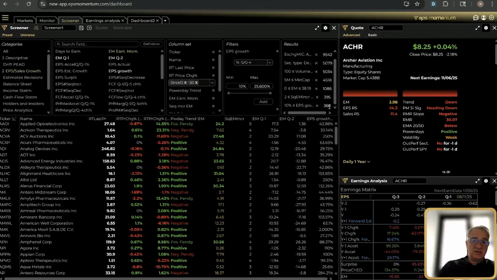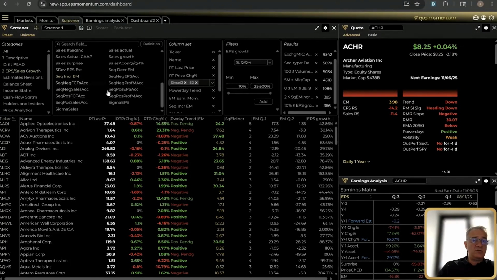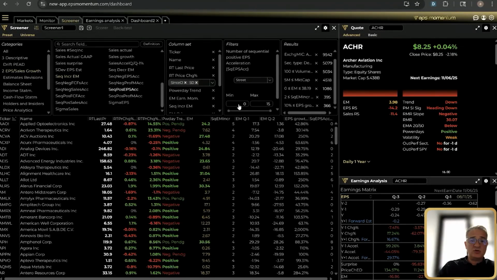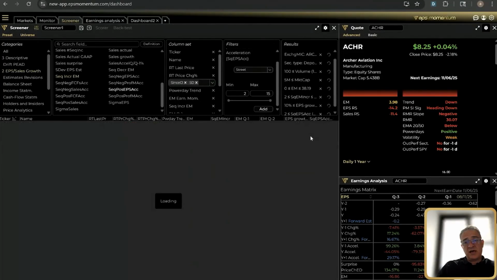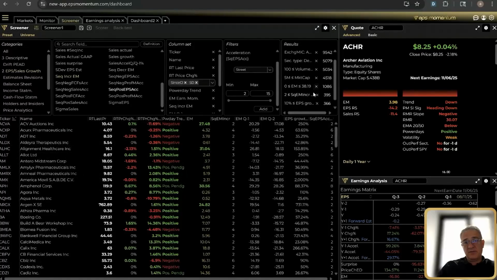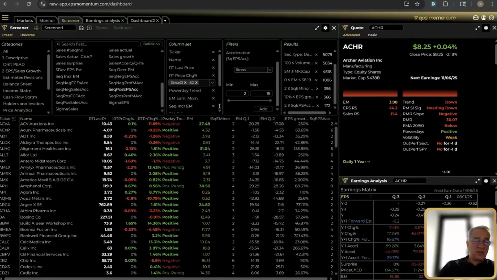So I can do this. I can do the same thing for sales. I can do the same thing for acceleration. It can go very deep, and you can really customize this. You can have several quarters of acceleration, sequential positive EPS acceleration. So that means I want 3 quarters or 2 quarters of acceleration. Let's call it 2 quarters of acceleration, and this is what I'm getting. I'm getting now 172 names. Okay, so now we can look at those names.